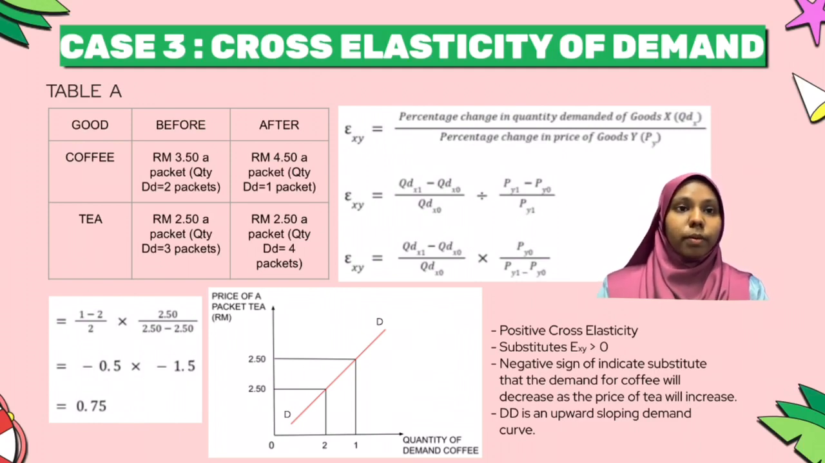Using the formula, elasticity equals the percentage change in quantity demanded of good X divided by the percentage change in price of good Y, and using data on table A to calculate, the final answer will be 0.75, which is positive cross elasticity because they are substitutes. Substitutes happen when elasticity is more than 0. So, the sign indicates substitutes: the demand for coffee will decrease when the price of tea increases. DD is an upward sloping demand curve.